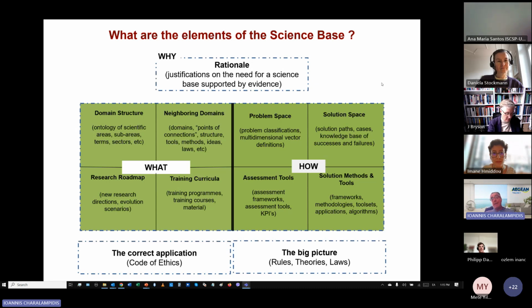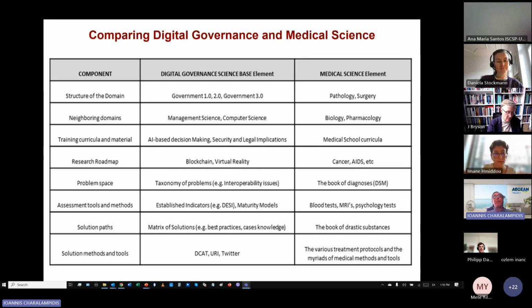So these are the elements. This is 50% of our work, to define these elements and to say that we agree as a community or sub-community or a company, let's say, that these are the elements. This is an example. You see, structure of the domain. I try to do a small comparison between digital governance and medical.